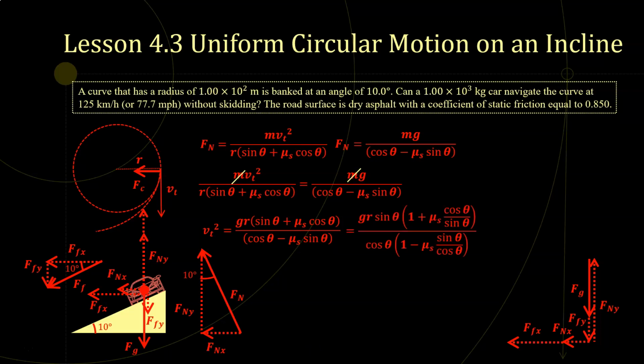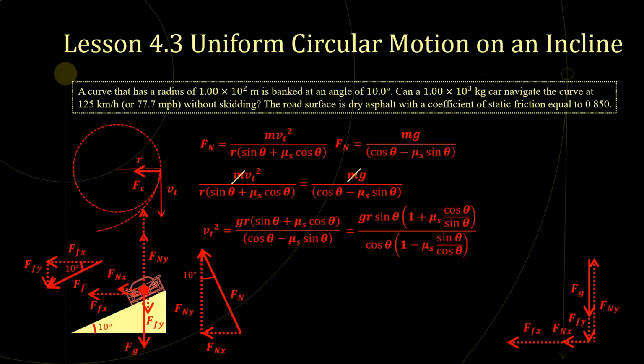To clean this up, I'm going to factor out of the denominator an expression, the cosine of theta, and I'm going to factor out of the numerator an expression, the sine of theta. If I first divide the cosine of theta by the cosine of theta, that's going to give me 1. And if I divide the coefficient of static friction times the sine of theta by the cosine of theta, I'm just going to have that expression, sine of theta over cosine of theta. You probably already recognize why that's a relevant expression.